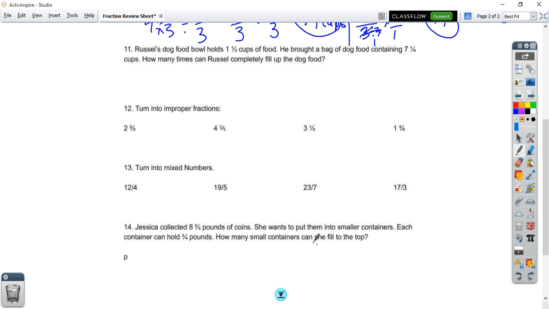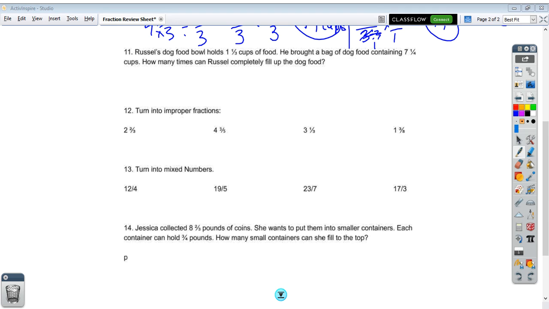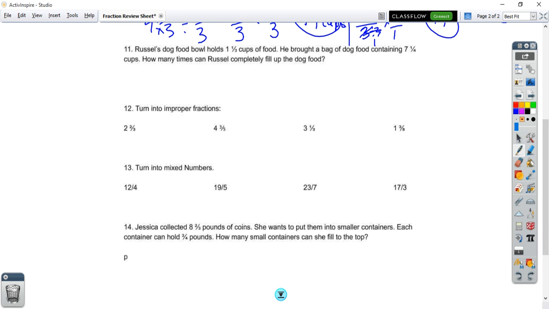Last couple. Russell's dog bowl holds 1 1/3 cups of food. He bought a bag of dog food containing 7 1/4 cups. How many times can he completely fill up the dog bowl? So he's got the bowl, which is 1 1/3, and then this bag, which is 7 1/4. So we're taking the bag and dividing it into the cups, the bowl. So that's going to be 7 1/4 divided by 1 1/3.